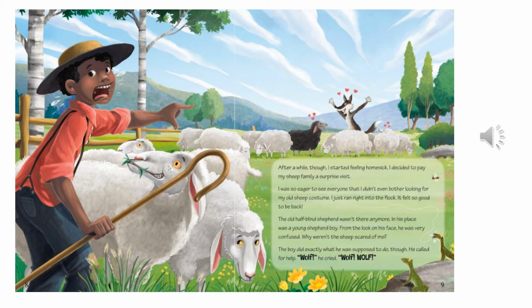After a while, though, I started feeling homesick. I decided to pay my sheep family a surprise visit. I was so eager to see everyone that I didn't even bother looking for my old sheep costume. I just ran right into the flock. It felt so good to be back. The old half-blind shepherd wasn't there anymore. In his place was a young shepherd boy. From the look on his face, he was very confused. Why weren't the sheep scared of me? The boy did exactly what he was supposed to do, though. He called for help. "Wolf!" he cried. "Wolf! Wolf!"